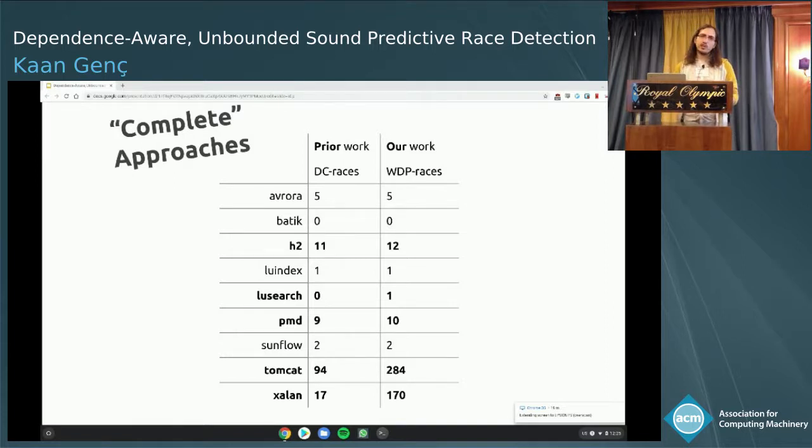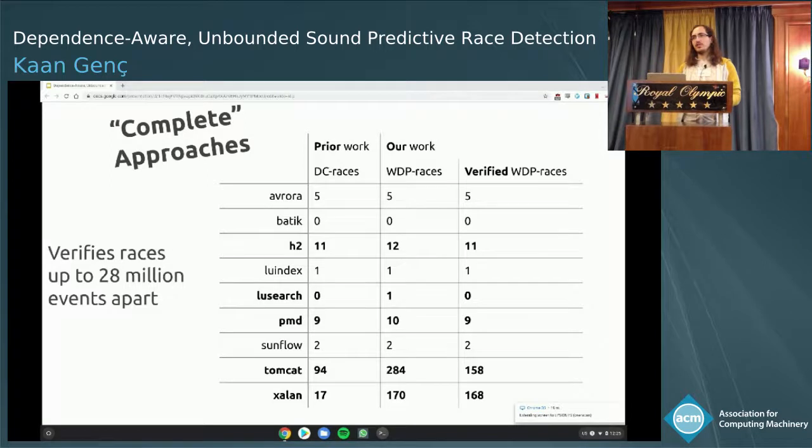Now, of course, not every race weak dependently precedes finds is a real race. So we also went ahead and verified all of these races using our tool. And what we find is that even after the process of verifying these races, the number of real races weak dependently precedes finds is still a lot larger than DC.